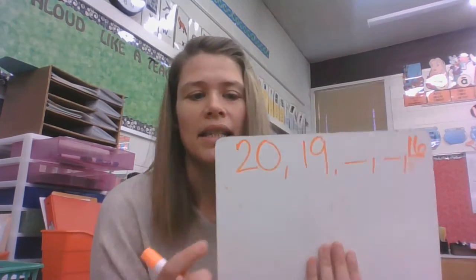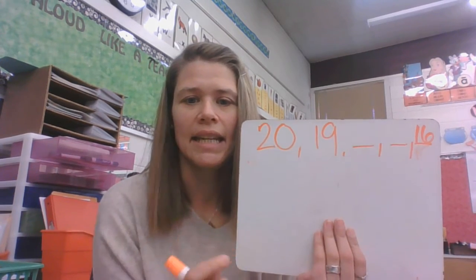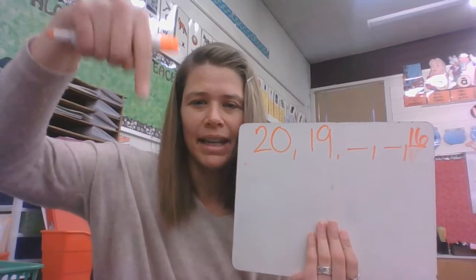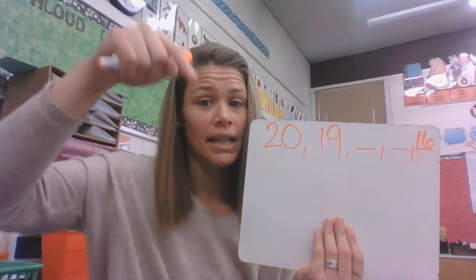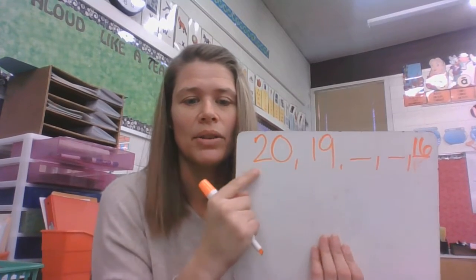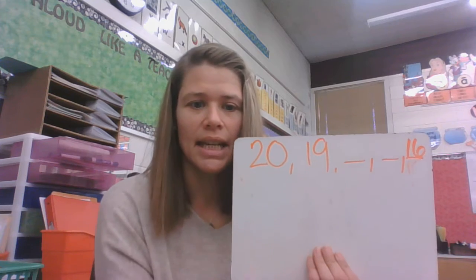Okay, let's ask ourselves those same questions. When I go from 20 to 19, am I counting up or am I counting down? Answer, I'm counting down. My numbers are getting smaller, so I'm counting backwards. I'm going down from 20 down to 19.